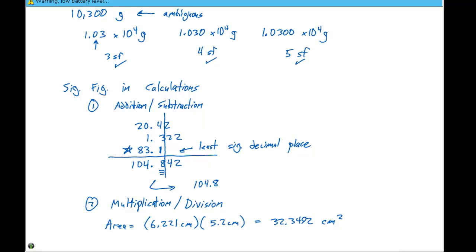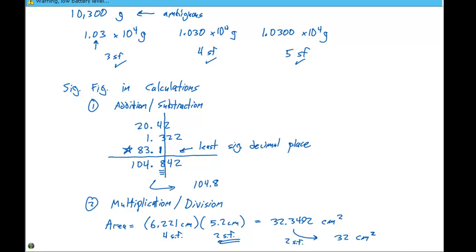We now have to look at the number of significant figures for each of the two things we're multiplying together. In this case, we have 4 significant figures for the first number and 2 significant figures for the second number. That means this 5.2 centimeters is going to limit our final result. So this 32.3492 needs to be expressed to 2 significant figures, and our value that we're going to list is 32 centimeters squared.